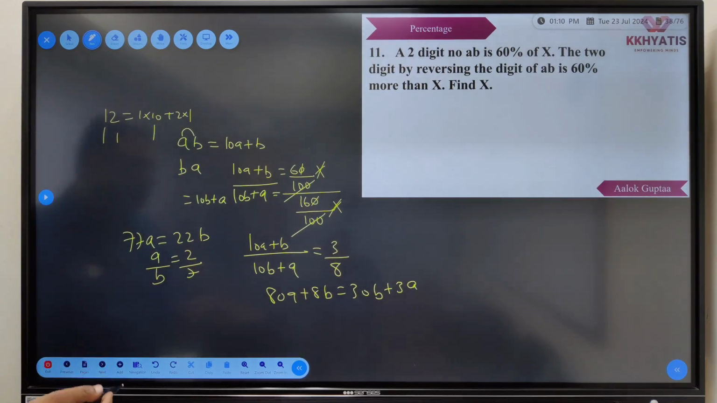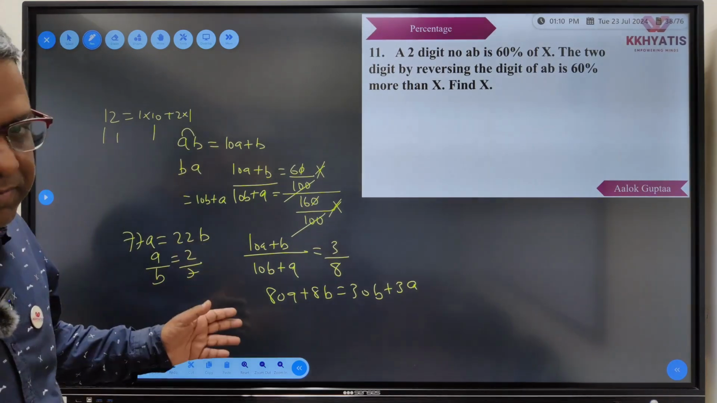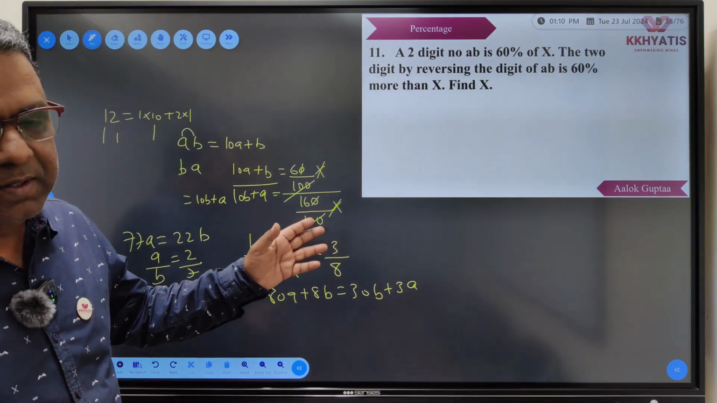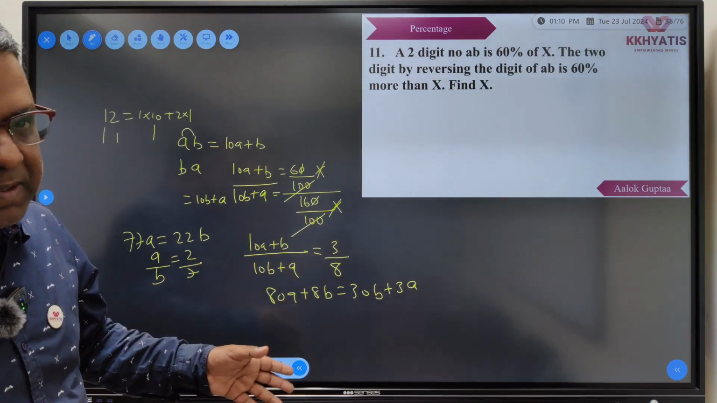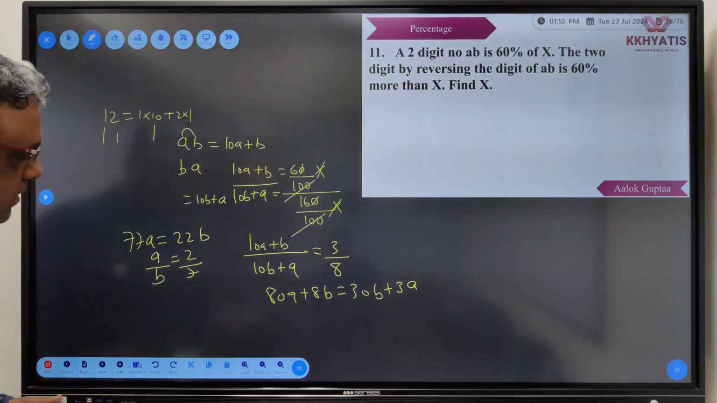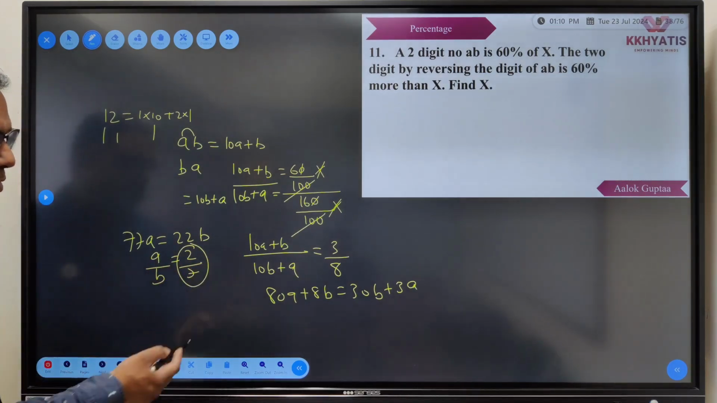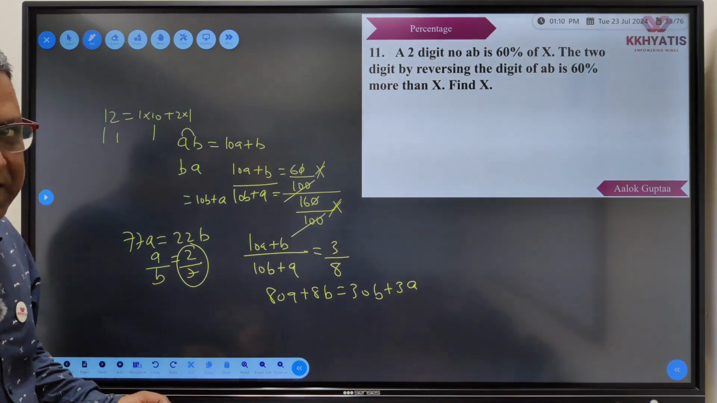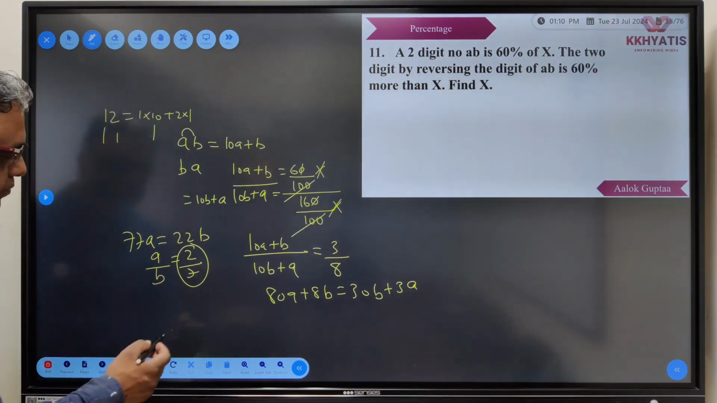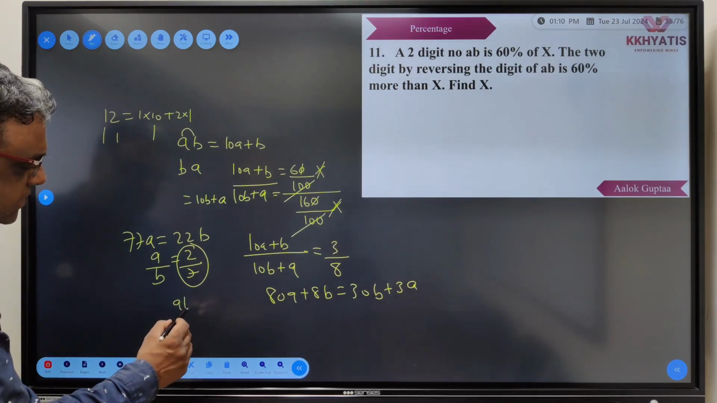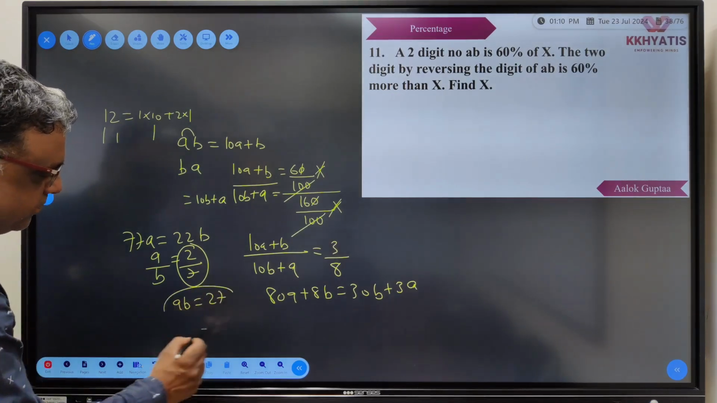Now the ratio could be anything, right? It could be 4 by 14, 8 by 28. But since A and B are digits, if I increase the ratio to 4 by 14, 14 cannot be a digit, right? A digit can be up to 9. So which means my number itself is 27.